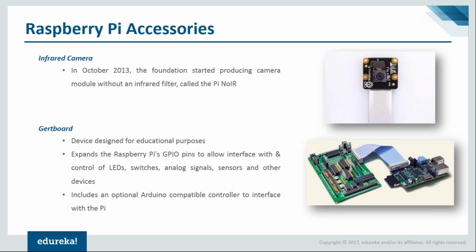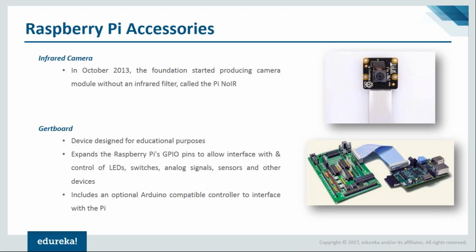So moving forward, let's also look at the infrared camera. This is a very interesting thing. It helps you capture video in infrared mode and is called Pi NoIR. Again, these components can be bought online and are some of the most easily buyable. Now the final accessory, and one of the most interesting and essential accessories to the Raspberry Pi, is the GertBoard. Basically it is used for educational purposes and it helps you expand the operations done using the general purpose input output pins here.